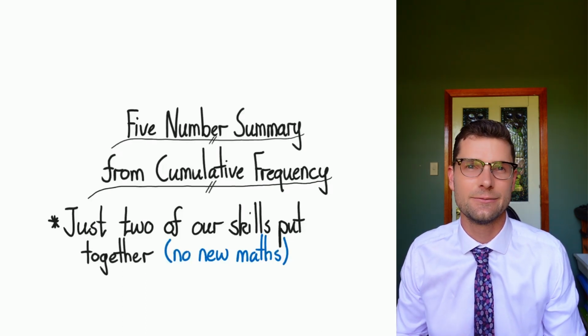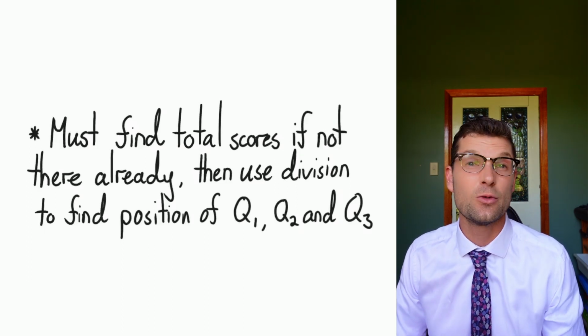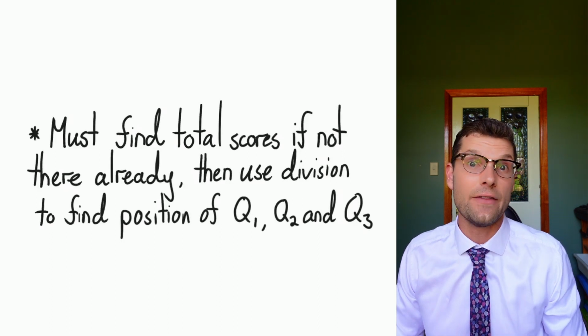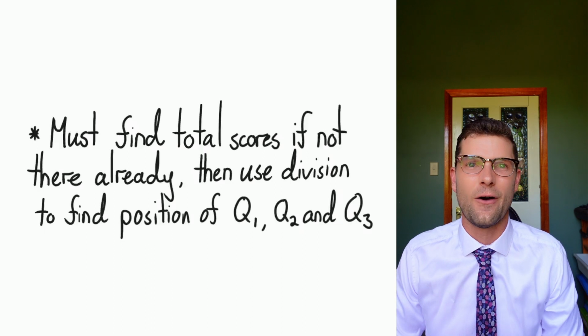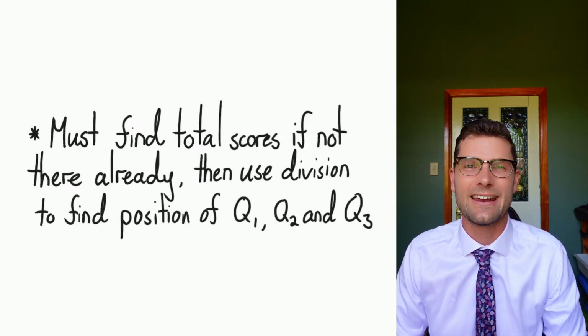So all we need to do is find out the total number of scores within the data set, which is extremely easy to do. Just look at the top of the graph. And then we have to divide this total to find the median, Q1 and Q3. We can find the minimum and maximum pretty easy. And once we've got those fives, we're well on our way to getting full marks.